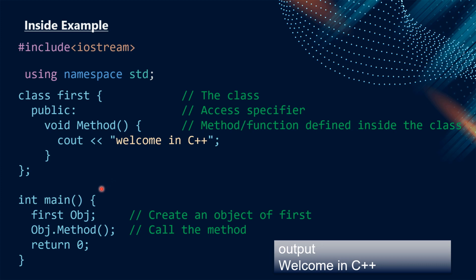After that, we will create the object in int main: First obj. I am taking the name of the class, First, and obj as the object. Create an object of First, then obj dot method to call the method from this class, return 0, and when you close this main function and run it in your compiler, you will get the output in your terminal as "Welcome in C++". So this is the simple code of an inside member function.